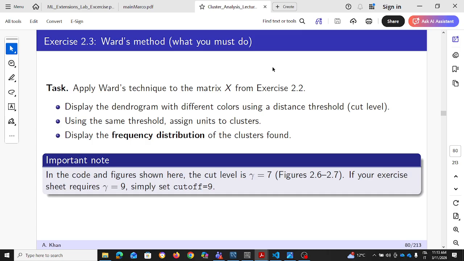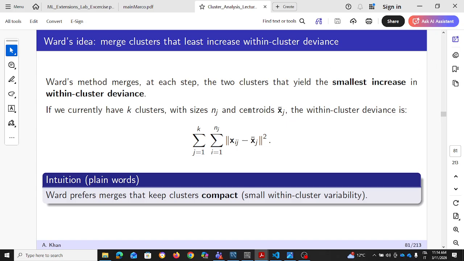So here we have an example, and the example says to use the Ward method. Using the Ward method, we have to construct the dendrogram. We use the same matrix from the previous example, the same two groups. And this time we use some threshold, a cutoff point for our clusters. And then we also display the frequency distribution, meaning how many observations each cluster has. So this is the Ward method.